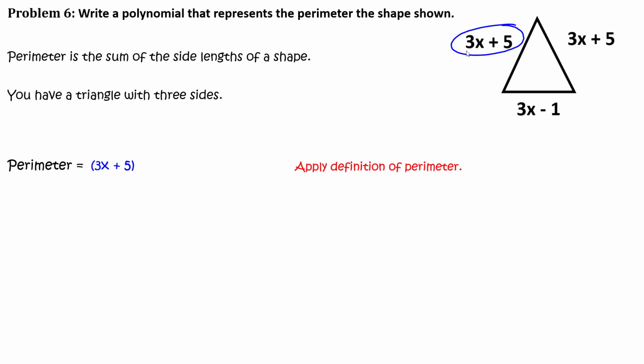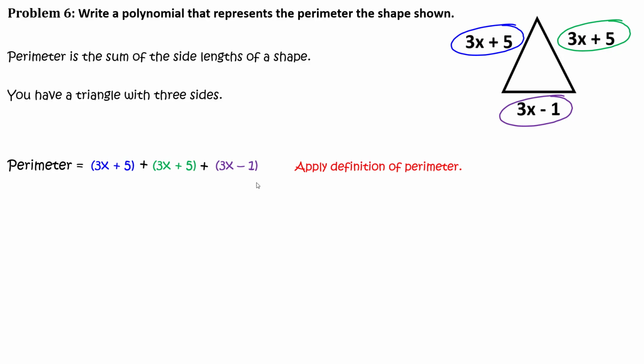So the first side length is 3x plus 5. So I'm going to write 3x plus 5 plus the second side length, 3x plus 5. So I'm going to write plus 3x plus 5. And then the third side length is 3x minus 1. So I'm going to write plus 3x minus 1. And again, if you have a rectangle, like I gave you a few rectangles on the homework, you would add 4 side lengths. Okay? So this is a version of the answer. This is a polynomial.